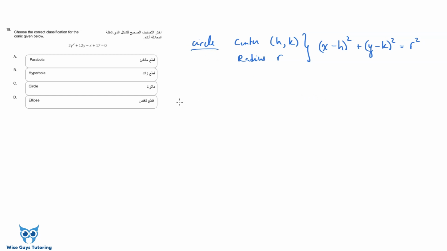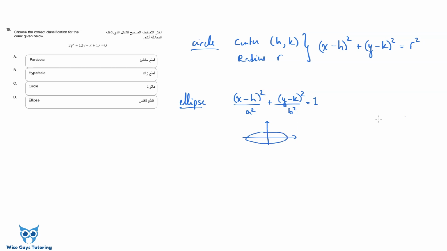The next one you need to know is an ellipse, which is basically a stretched out circle. Okay, so the equation for an ellipse looks like this: x minus h squared over a squared plus y minus k squared over b squared equals 1. And what this gives you is an ellipse that looks like this. I'll just draw it freehand here.